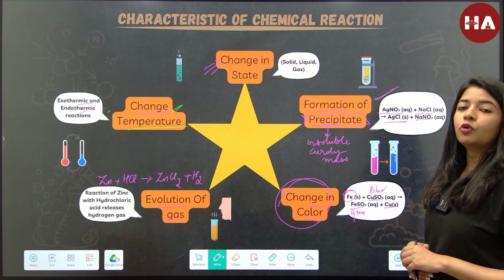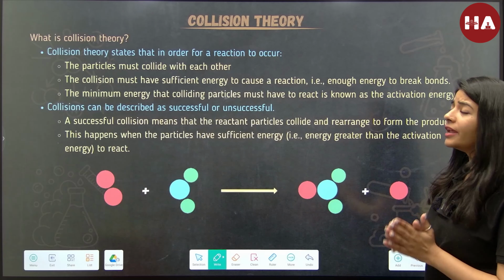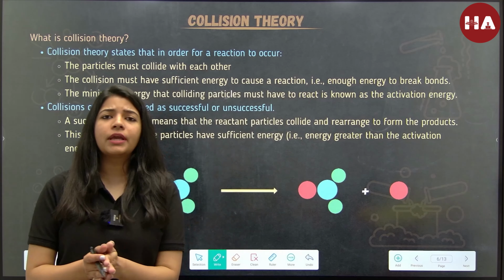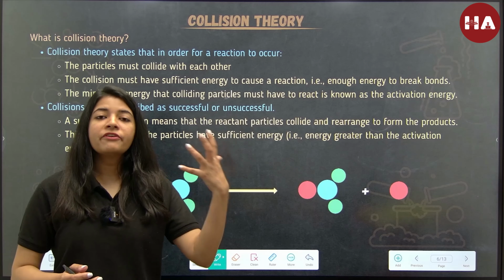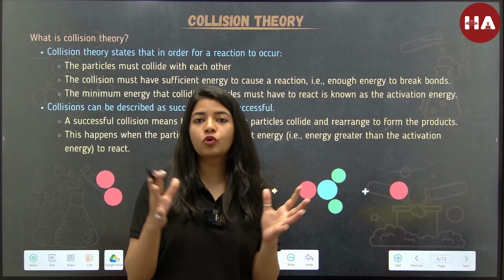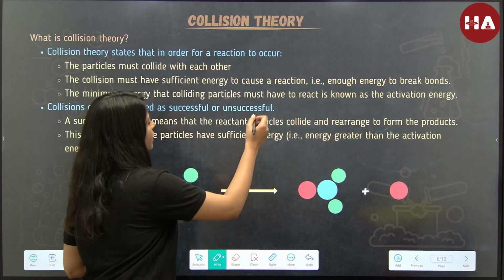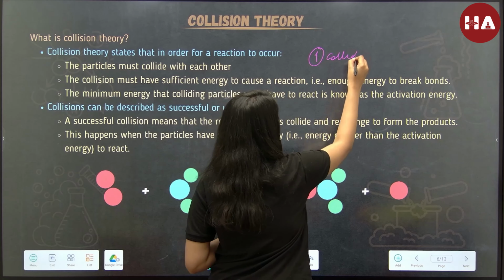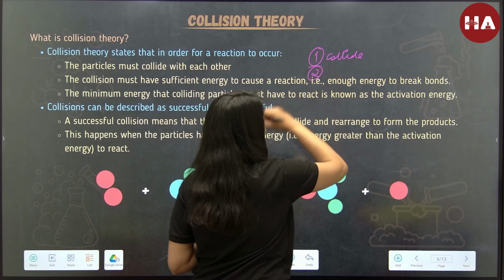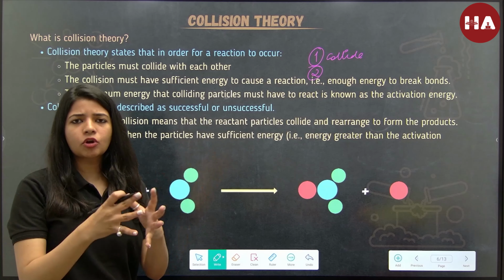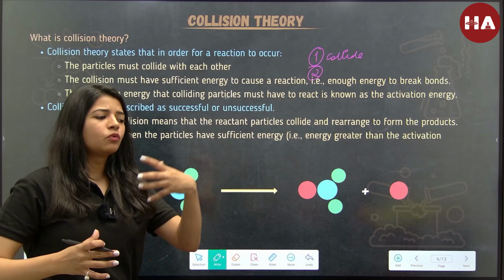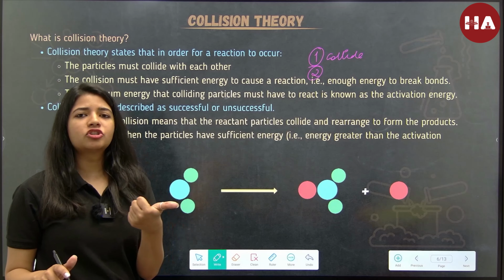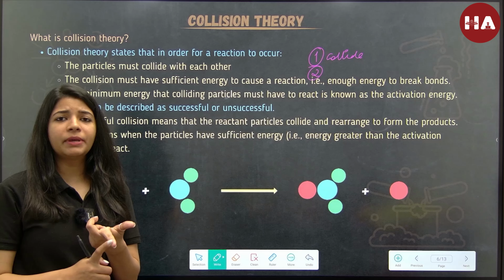Okay, now let's move on to understand what is collision theory. This is very important. As the name suggests, collision, it means for the reactants to form products, those reactants have to collide. So the particles of the reactants have to collide. Now, it is not necessary that if particles are colliding with each other, they will convert into product. No, there are 2 options. Either the collision will be successful or it will be an unsuccessful collision.